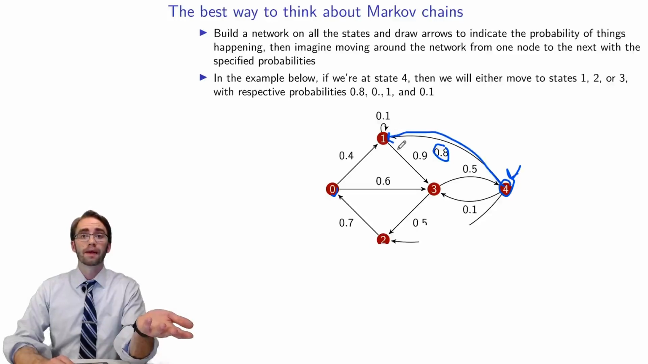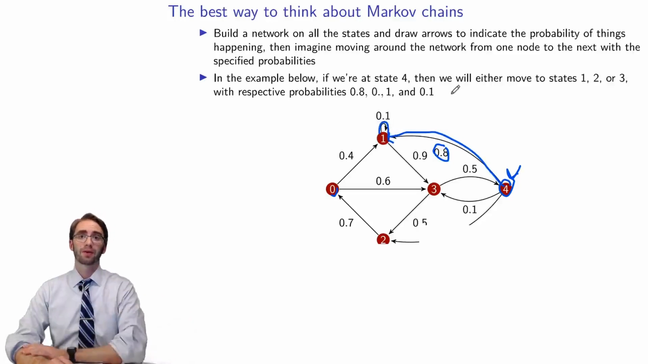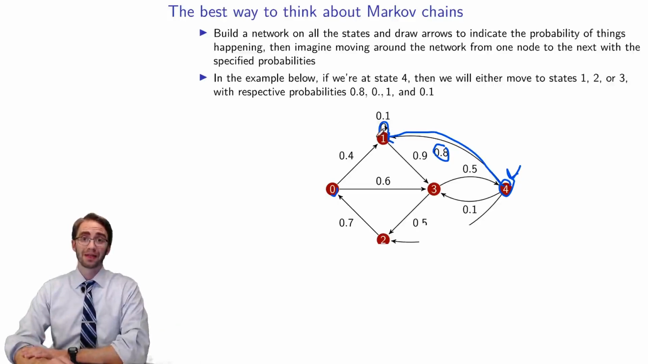1. Okay, and now here at node 1, you'll see I've got this little loop here with a 0.1 next to it. That says if I'm in state 1, there's a 0.1 probability that I'll go back to state 1 and that I will remain there, right? Then there's also a 0.9 probability that I'll go down here, and so on and so forth.